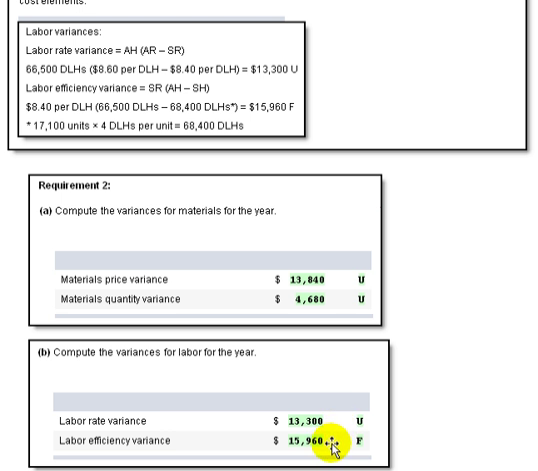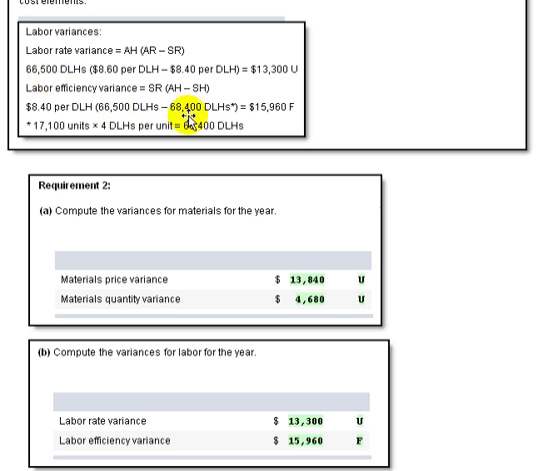Then to compute the 15,960, following my mouse, we take the standard rate times the difference between the actual hours and the standard hours. So the standard rate was $8.40 per direct labor hour. The actual hours were the 66,500, right? We work with that there.